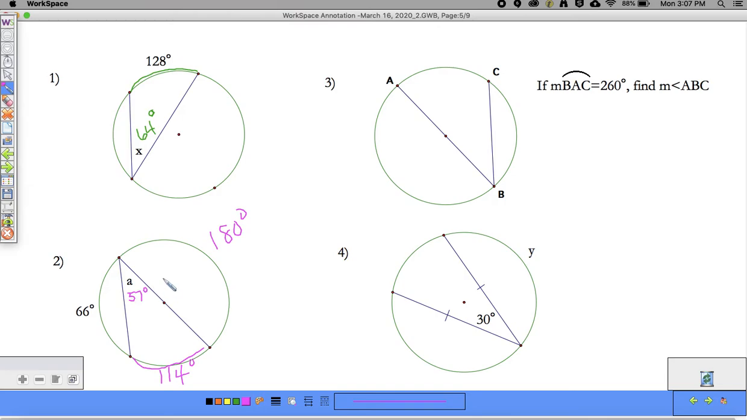Okay? Now, let's move on to number 3. If you want to hit pause, because I'm telling you that the measure of arc BAC is 260 degrees, and find the measure of angle ABC.